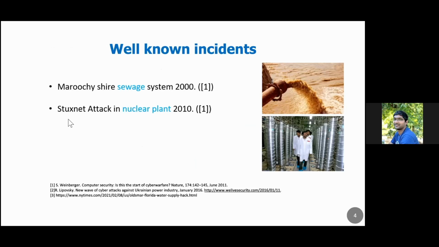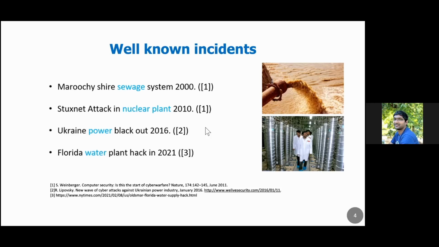Similarly, one of the famous attacks on a nuclear plant, the Stuxnet attack, where attackers destroyed some of the centrifuges in the nuclear plant. This picture is from the nuclear plant after the incident. And recently, like the Ukraine power blackout, where attackers were able to cut down the power supply for the customers, and at the same time they were also able to cut down the helplines. And similarly, the Florida water plant attack. Recently in 2021, attackers were able to change the chemical properties in the water distribution system tenfold. So there are many incidents happening in this domain.